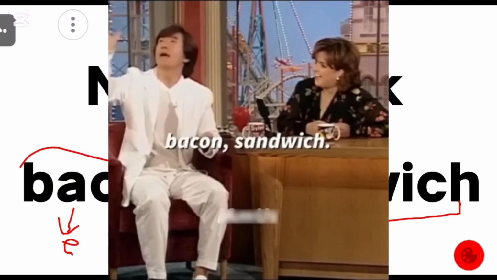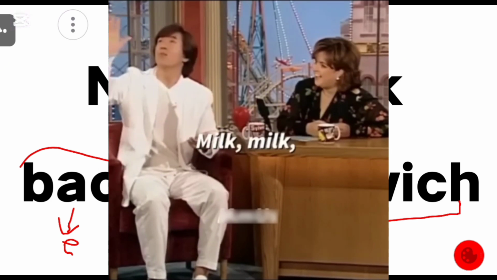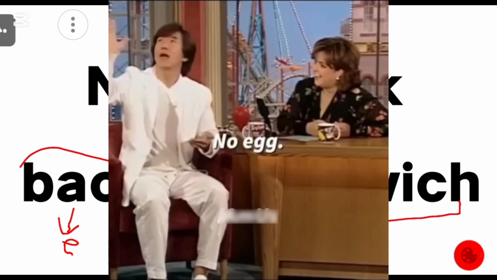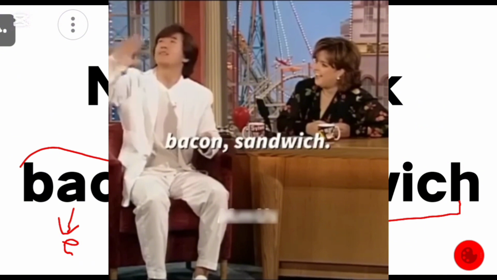No egg. Milk bacon sandwich. No egg. Milk bacon sandwich.